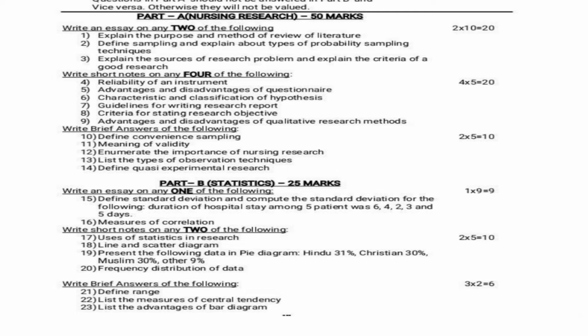Next, write short notes on any 2 of the following. 17th question, uses of statistics in research. 18th question, line and scatter diagram. 19th question, present the following data in a pie diagram. Hindu 31%, Christian 30%, Muslim 30%, others 9%. 20th question, frequency distribution of data.